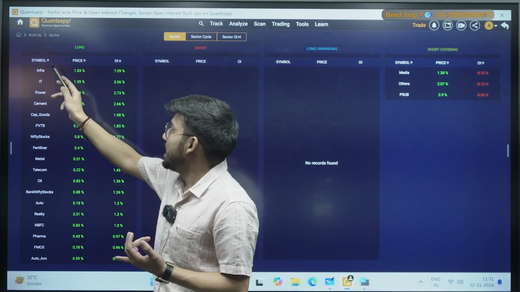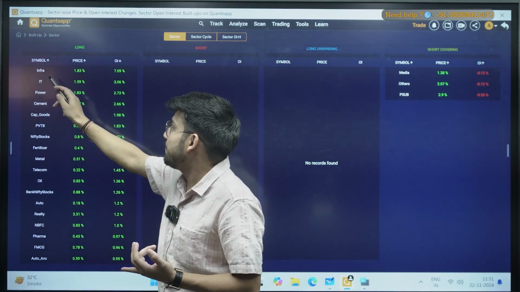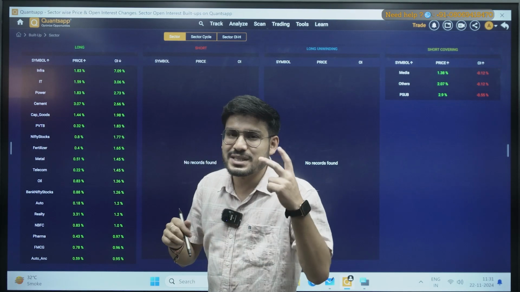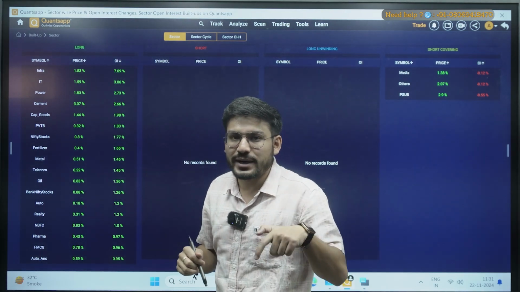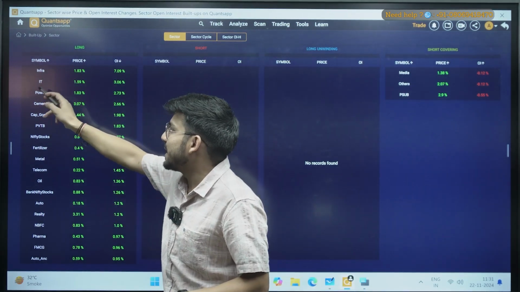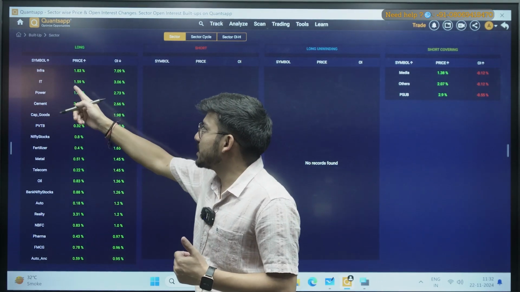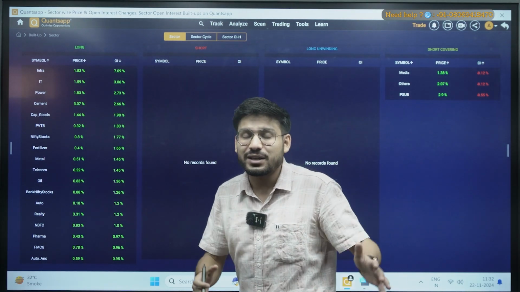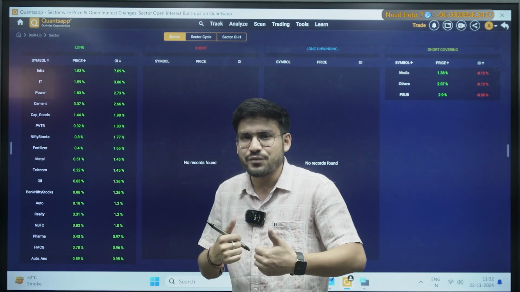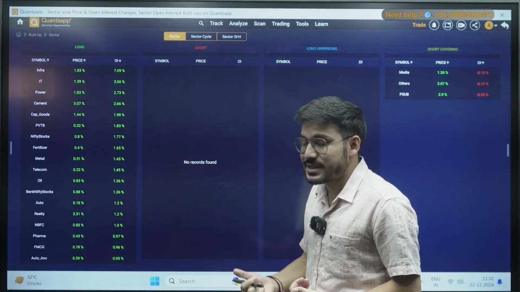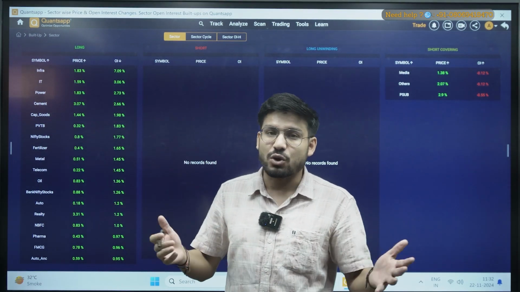So one sector can be infra, the other one can be IT. I will just keep one or two sectors in my pocket. So I will go with the infra and IT if I want to take trade today. So these are the two sectors. Now as we have identified the sectors, we will directly go to the built up script symbol for the selection of my stocks, right?